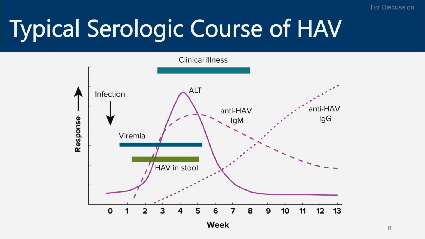This chart illustrates the typical serologic course of hepatitis A infection and recovery. So we can see anti-HAV IgM, which is the marker for recent hep A exposure, is detectable in the blood about 4 weeks after exposure. And anti-HAV IgG, which is the marker for previous hep A exposure or immunity, is detectable a few weeks after that.